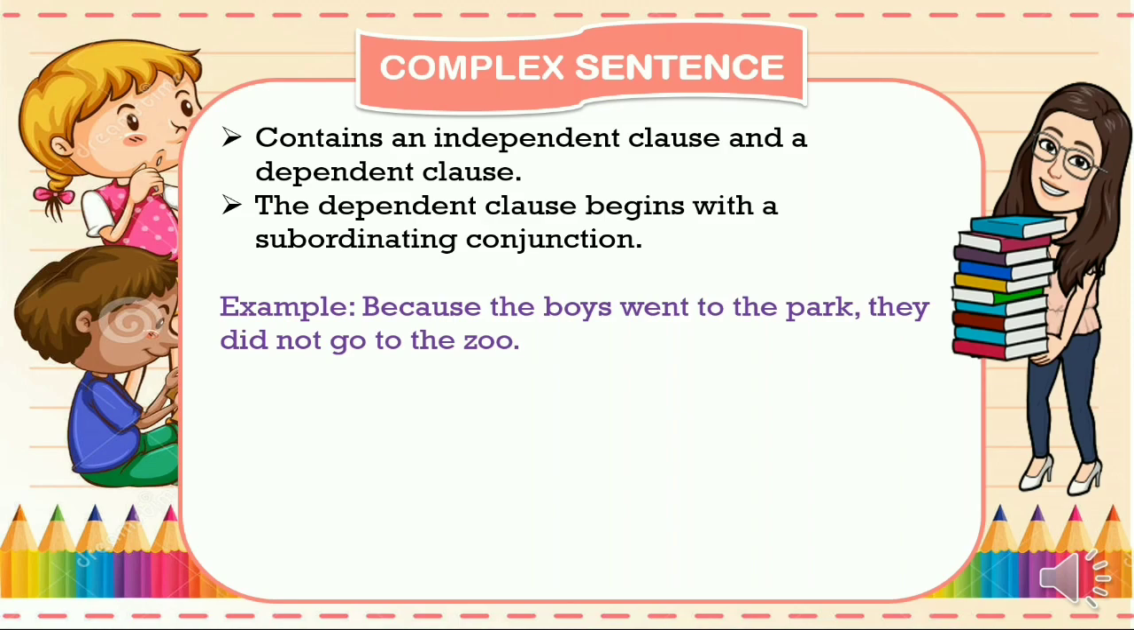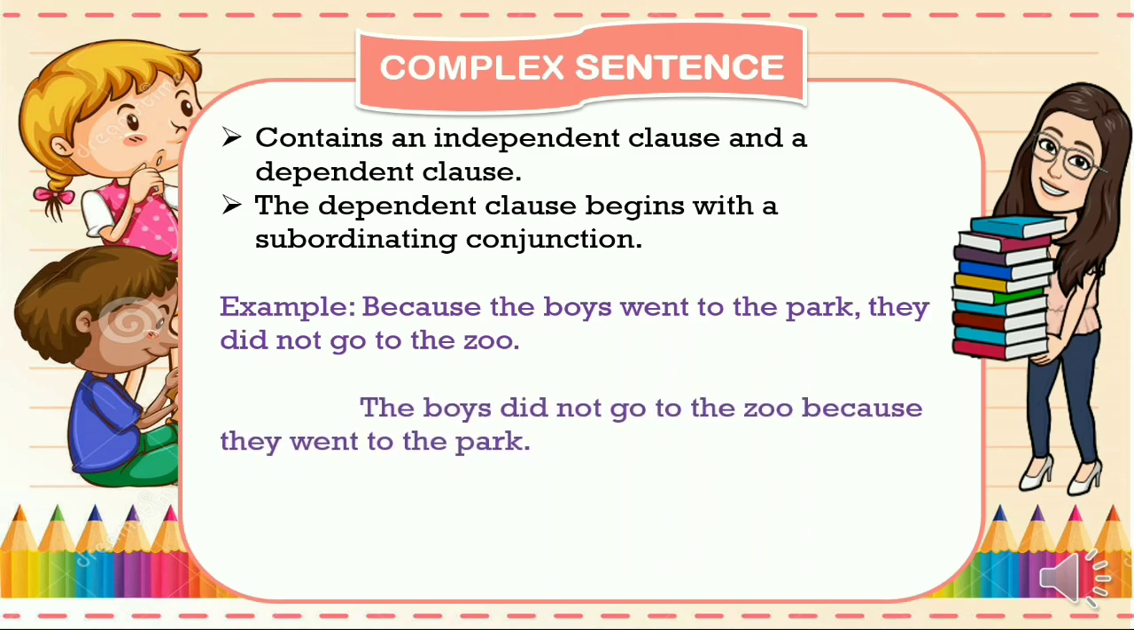What is the independent clause in this sentence? They did not go to the zoo. What is the dependent clause? Because the boys went to the park. Another example, the boys did not go to the zoo because they went to the park.